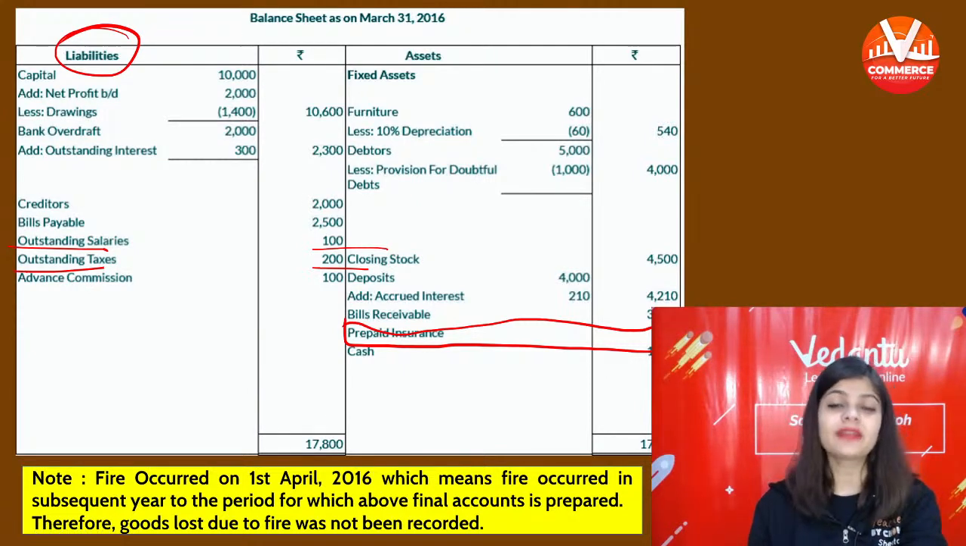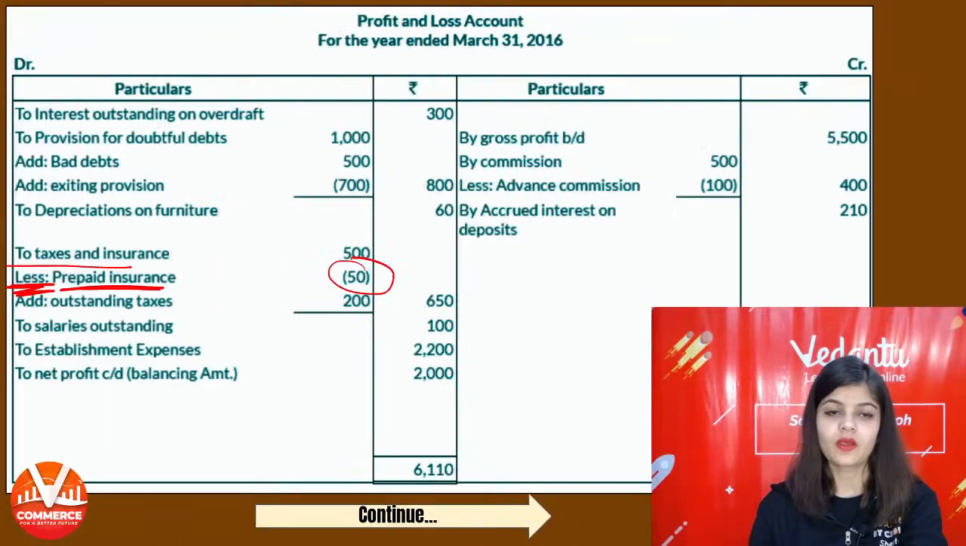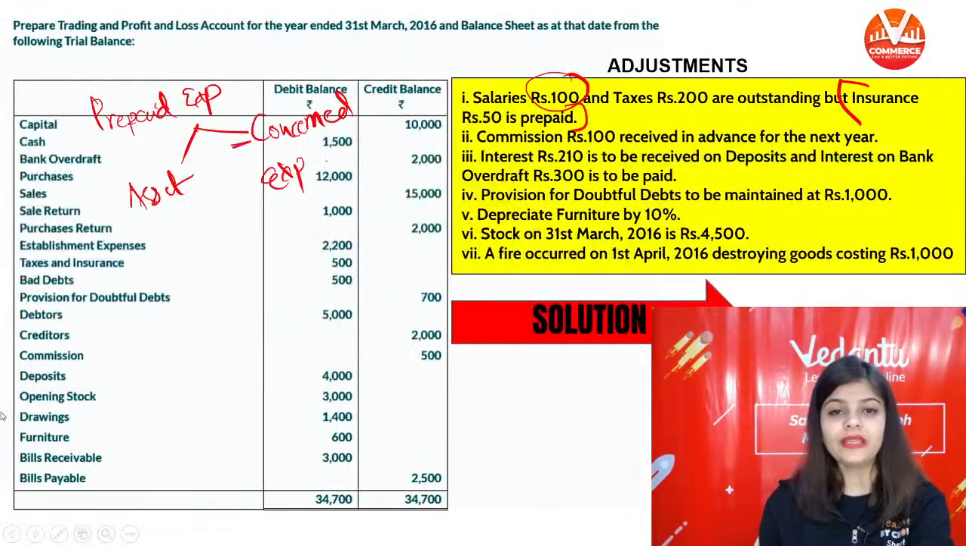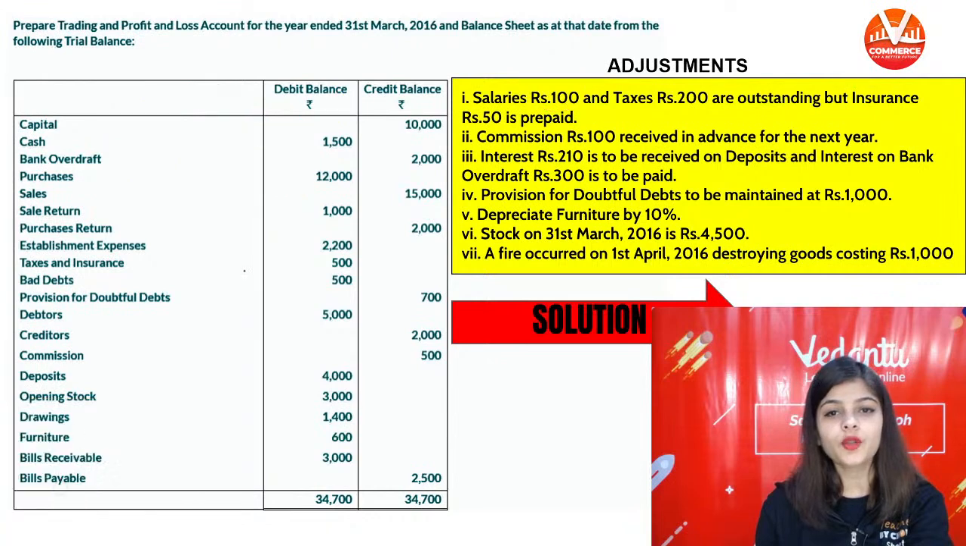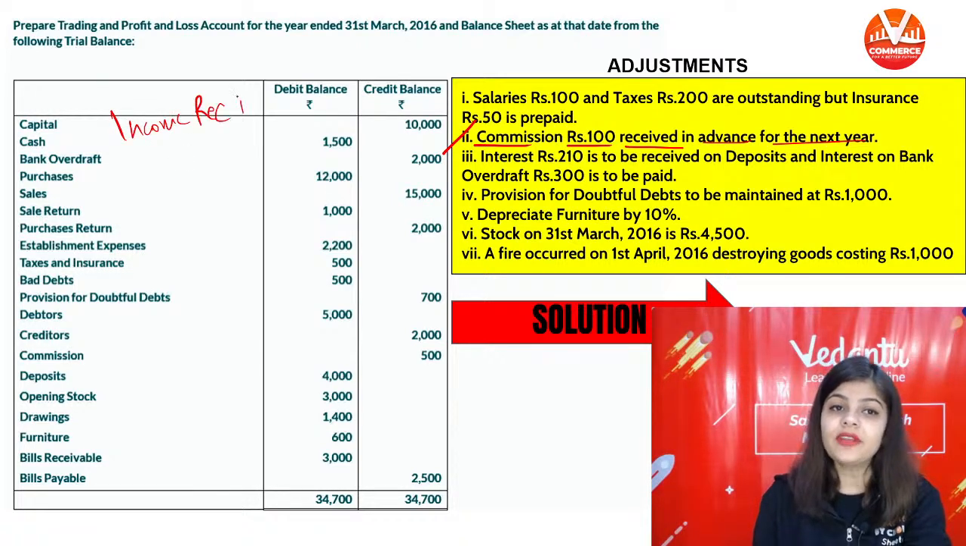So prepaid insurance is an asset and will be subtracted from the concerned expense. So our first adjustment is complete. Now coming on to the second question. Commission of rupees 100 received in advance for the next year. It is income received in advance. Commission, your income is received in advance.